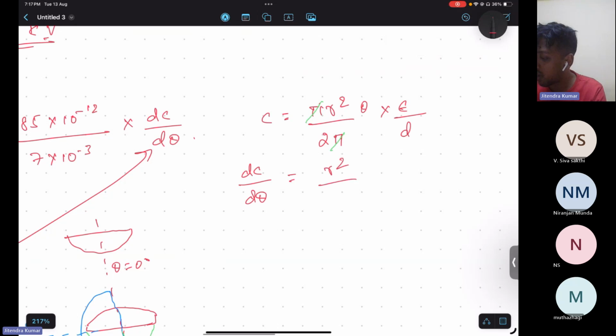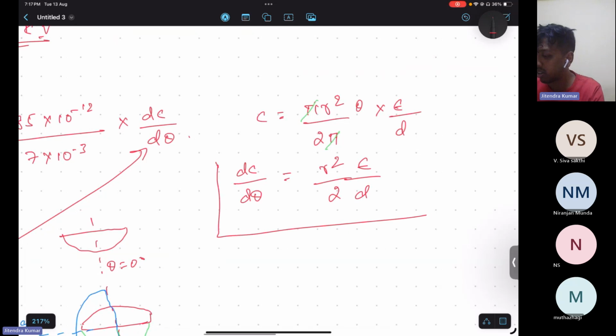So r square by 2 into epsilon by d. So this is the dc by d theta for this form. Okay. I hope there is no doubt till now.